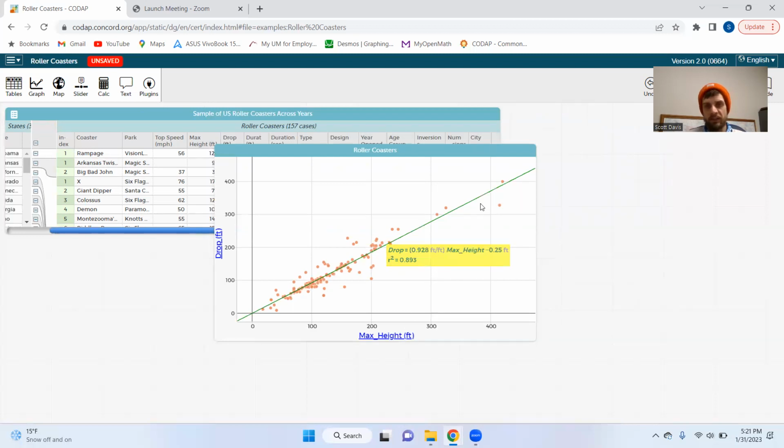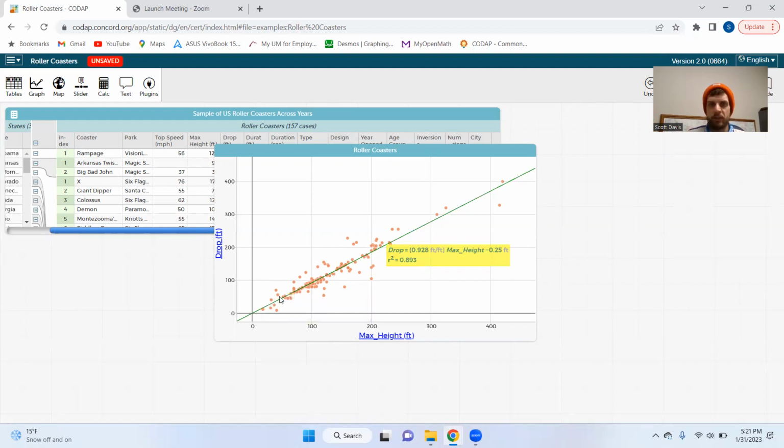So if you increase the max height of a roller coaster, we would predict that the maximum drop of the roller coaster is increasing by 0.928 feet. And then our y-intercept is negative 0.25, which is telling me that it's not a realistic thing, but the way that we would interpret it is that if our max height were 0, so if the roller coaster were completely on the ground, then we would expect to have a drop of negative 0.25 feet. And it's not realistic, but that's just what the model predicts.